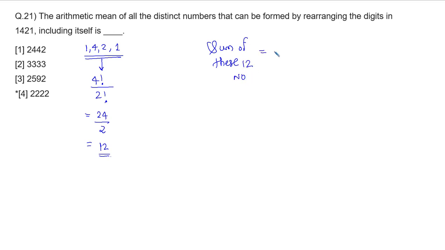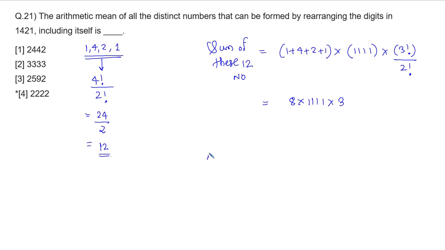is equal to, the formula is what? Sum of digits, 1 plus 4 plus 2 plus 1. After that there are 4 digits, so 4 times 1 into (n minus 1) factorial. So over here n minus 1 means 4 minus 1, 3 factorial, and 1 is repeated 2 times, so divided by 2 factorial over here. So the sum is going to be how much? The sum of digits is equal to 4 plus 1 is 5, 5 plus 3 is 8, into 1111, into 3.